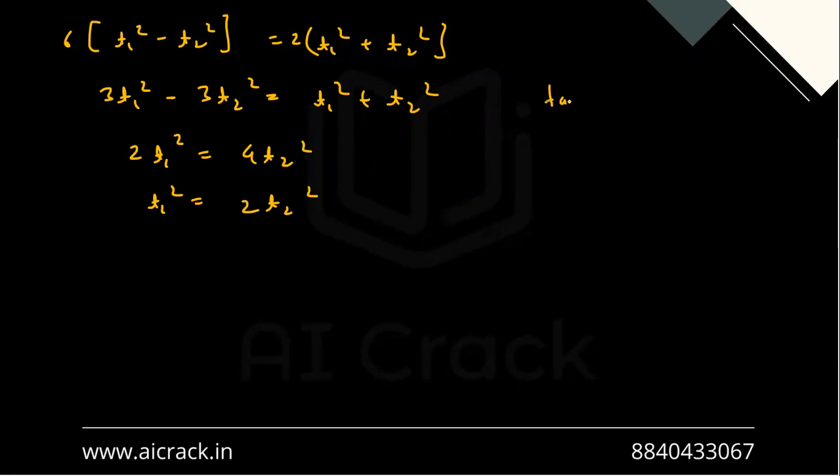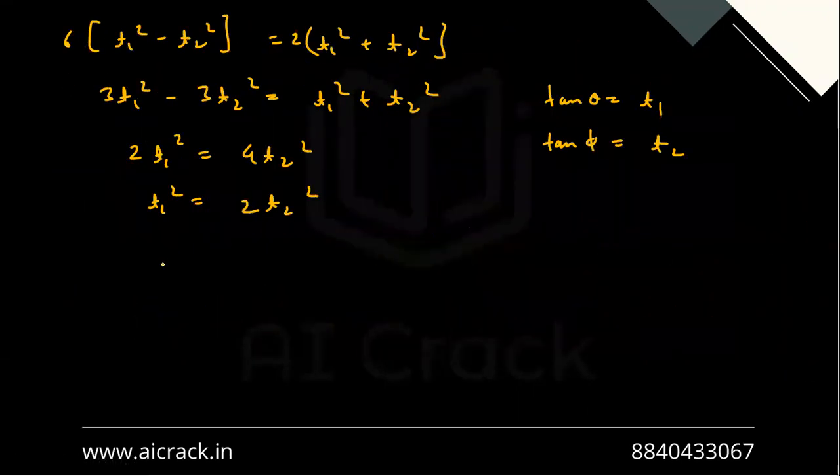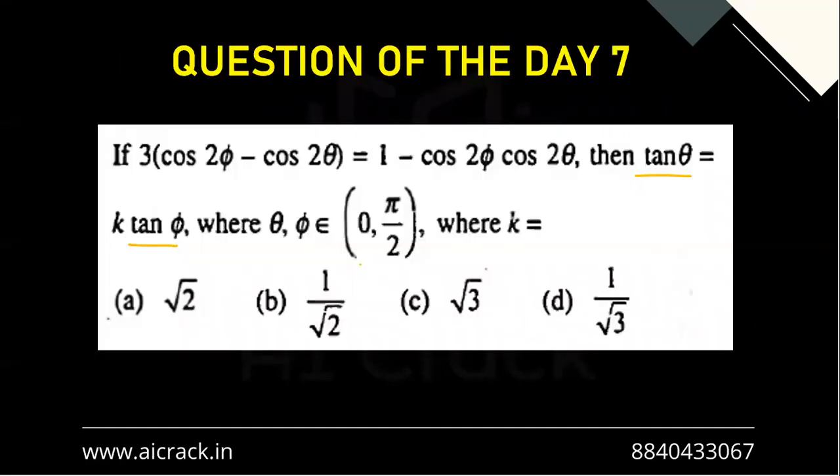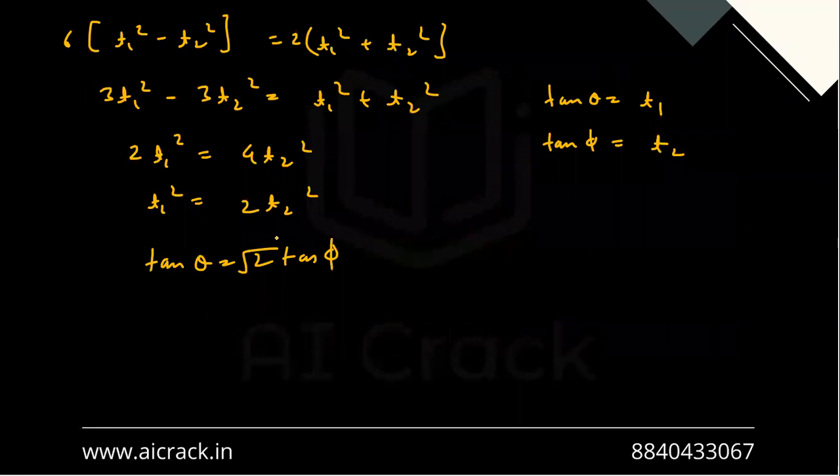Now tan θ equals to T1 and tan φ equals to T2, right? Now in the given equation, we have to write tan θ in terms of tan φ, right? So here we got tan θ equals to root 2 times tan φ. So A is the correct answer. You can back check the calculation, but you got the approach.